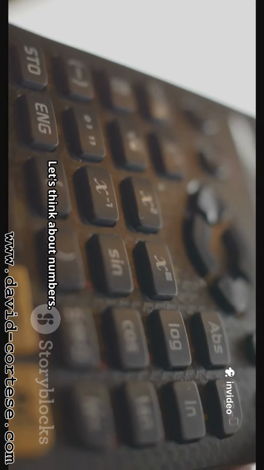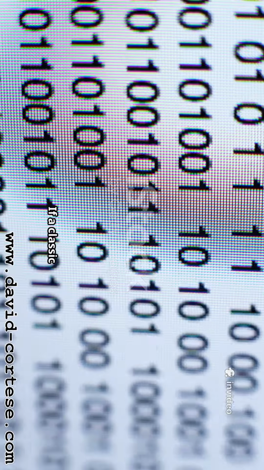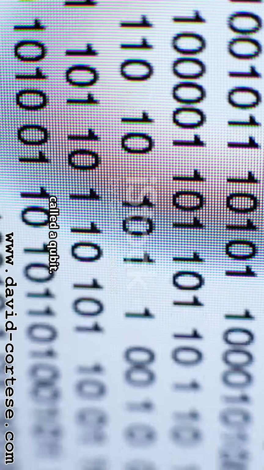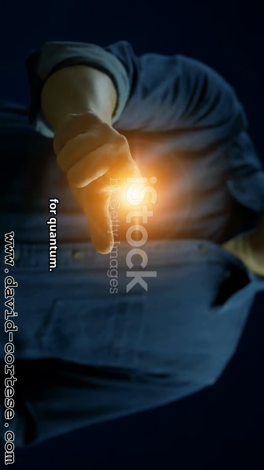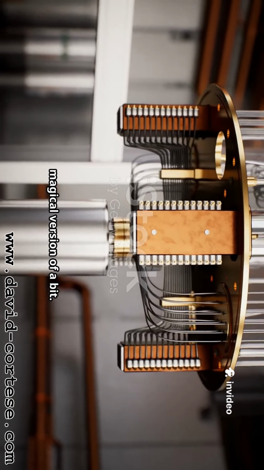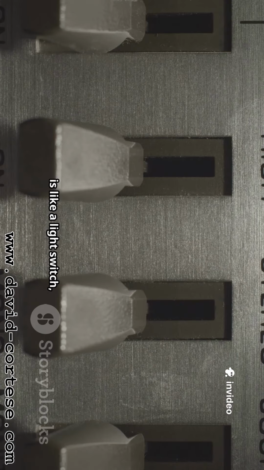Now, let's leave the land of on and off and enter the quantum world. If a classic computer uses bits, a quantum computer uses something called a qubit. The QU part stands for quantum. A qubit is like a magical version of a bit. Remember how a bit is like a light switch, either on or off? Well, a qubit is different.